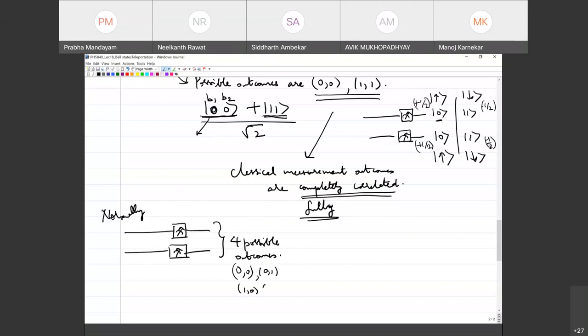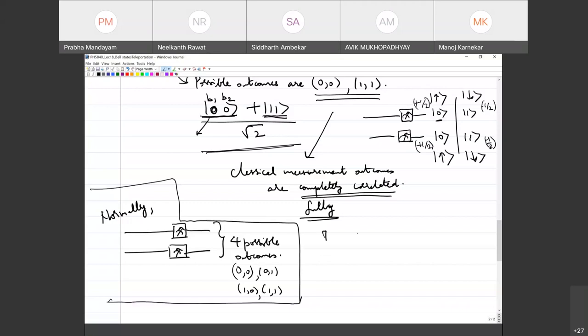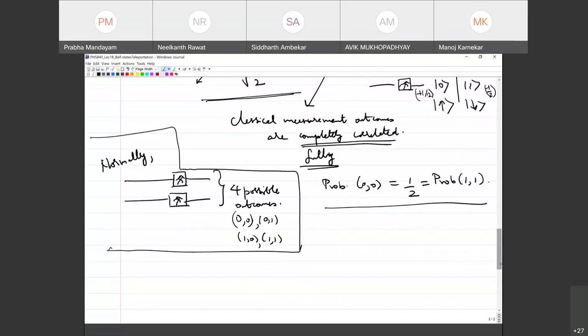Now, by looking at this state, we see that these outcomes are constrained, right? They can only be 0, 0, or 1, 1. But what are the probabilities of these outcomes? What is the probability of getting a 0, 0 outcome on the 2 qubits? Half. Yes. So indeed, the probabilities are half. The probability of the 0, 0 outcome is the same as the probability of the 1, 1 outcome. So the output distribution is uniform over these two outcomes, 0, 0 and 1, 1.